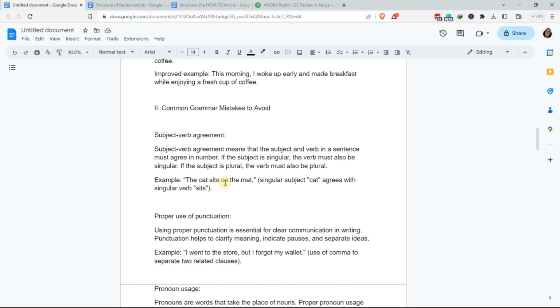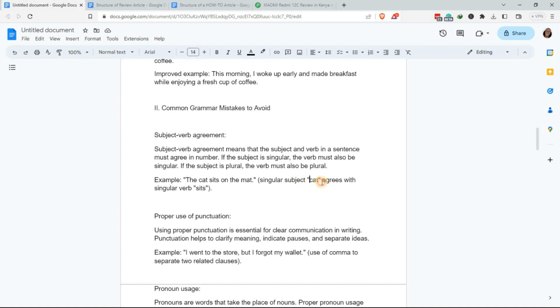So, the cat sits on the mat. Now, another example. The cats, for example, if it was cats, plural, sits. So the verb sits most of the time goes with singularity. Yeah. So that's why that's wrong. The correct version is the cat sits on the mat.